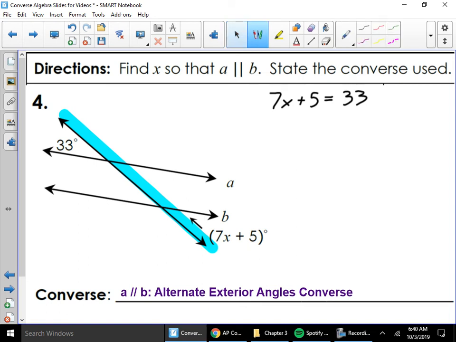Just like the first two examples, very quick, two steps. We can subtract off 5, get rid of our constant. That will leave us with 7x equals 28. Dividing both sides by 7. That will leave us with x equals 4.